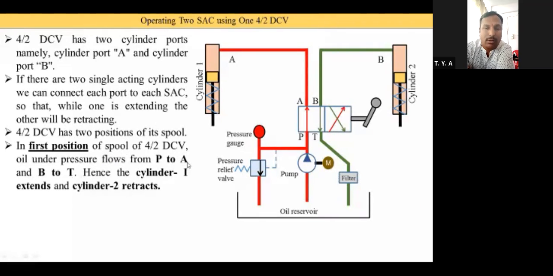Earlier, in the subject fluid machinery and fluid power, FMFP, in the university exam, this type of question was asked: draw the schematic diagram or draw the circuit diagram for two single acting cylinders using a 4x2 or 4x3 directional controller. So if that question is of 6 marks, then 3 marks are reserved for the circuit diagram. Okay, so see the importance of this circuit diagram.